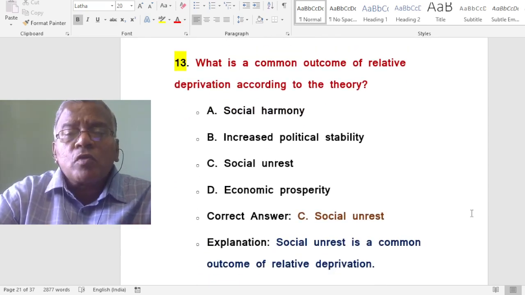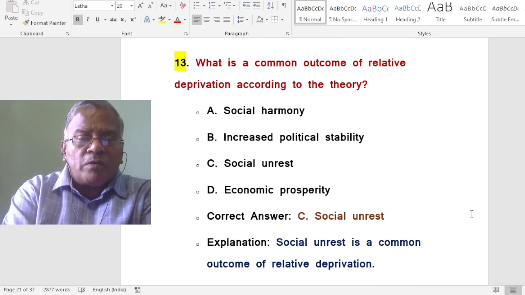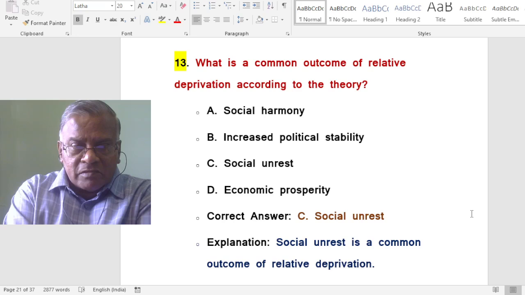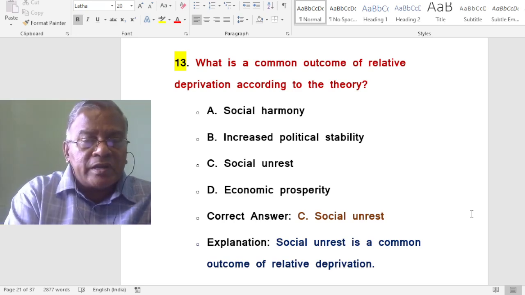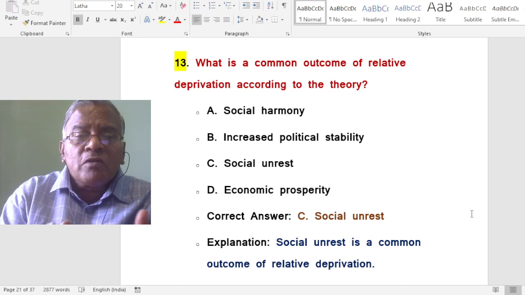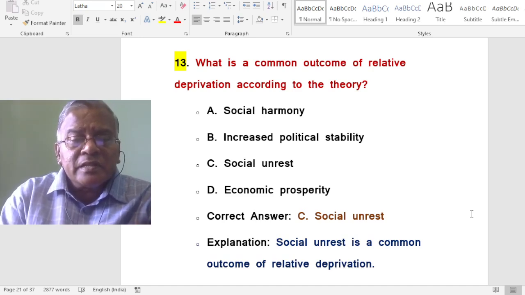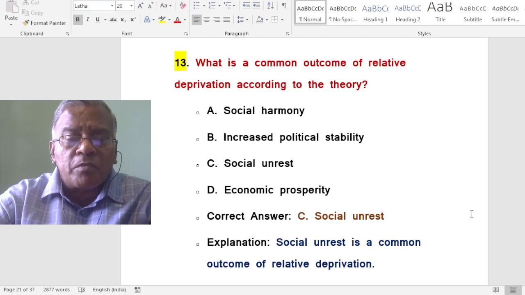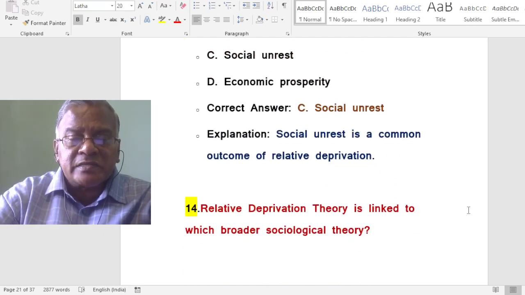What is the common outcome of relative deprivation according to the theory? What is the consequence, in other words? A. Social harmony. B. Increased political stability. C. Social unrest. D. Economic prosperity. That is social unrest. Social unrest is a common outcome of relative deprivation.